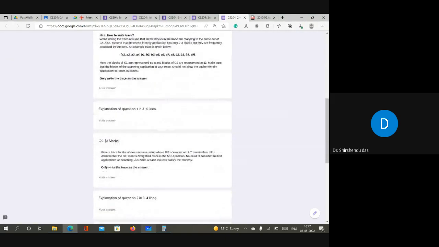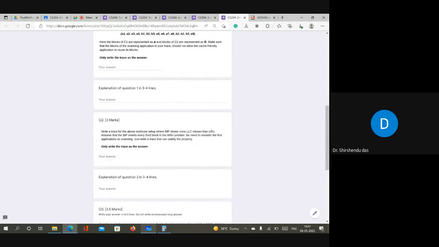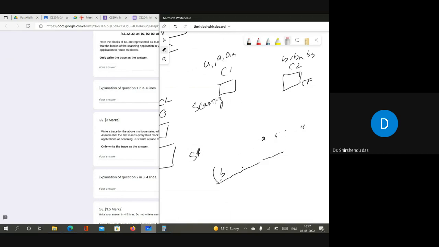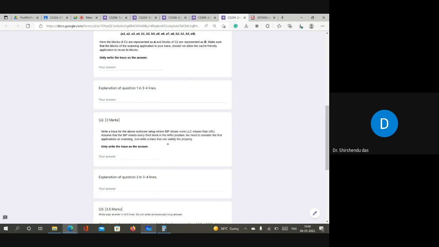If we go to question 2, then question 2 is about BIP and LRU. So what is BIP first? If you remember, BIP is an insertion policy, right? With high probability it inserts in the LRU position, and with low probability it inserts in the MRU position, right? But here, I already mentioned that the BIP I am using, assume that BIP inserts every third block in MRU position.